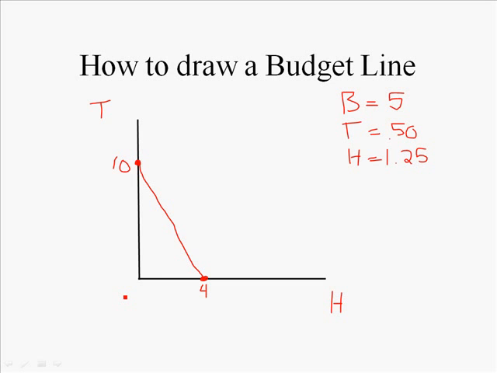And I'm not looking specifically for you to have perfectly spaced 1, 2, 3. I'm not really looking for that. I want you, this is what's important, is getting this 10 and this 4 number, and knowing that when you draw a straight line between the two, you've then created a budget line.